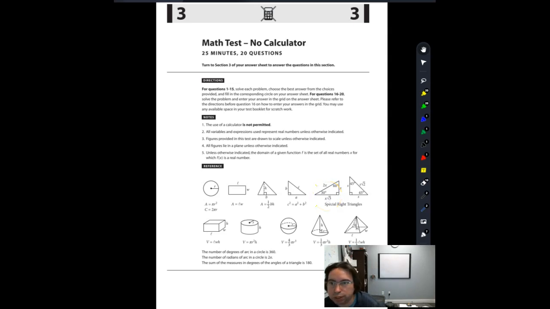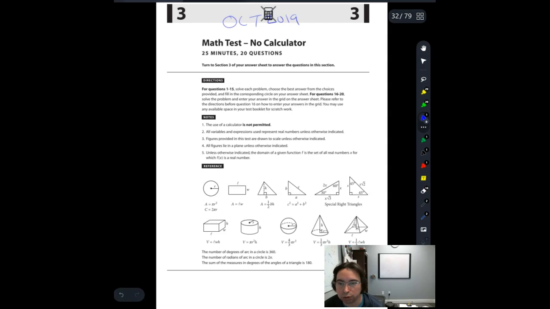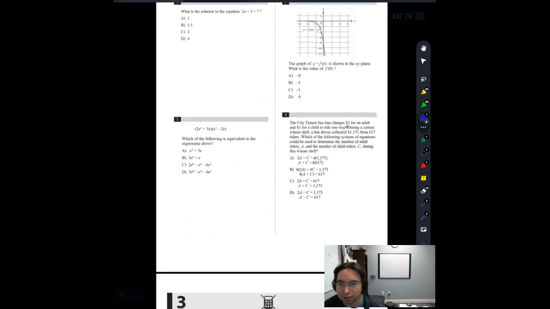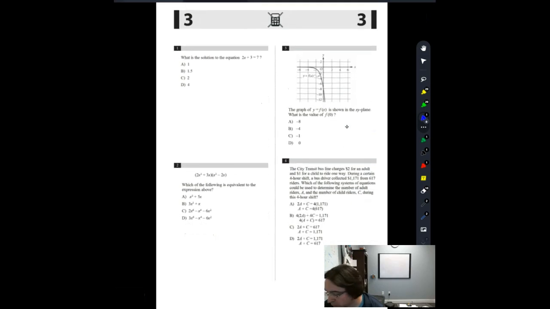We're reviewing section 3 of the October 2019 test, as far as I understand. We're going to be walking you through these solutions, helping you better understand what you may have missed and why you may have missed it, and maybe some of the things you're not seeing in the individual problems. So let's begin here.